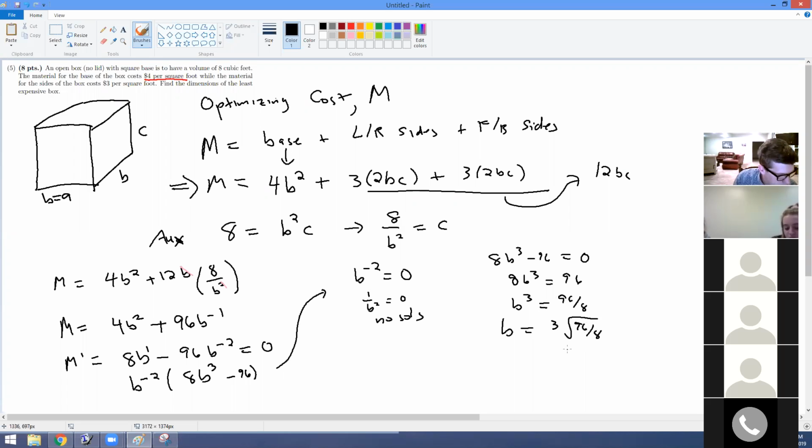Okay, good. How do I find C? How do I get C? Plug it back in. Yeah, we have this nice formula for C. C is 8 over cube root of 96 over 8 squared.